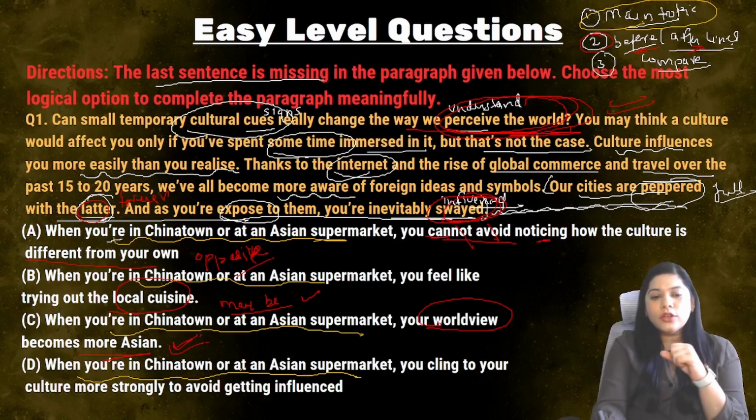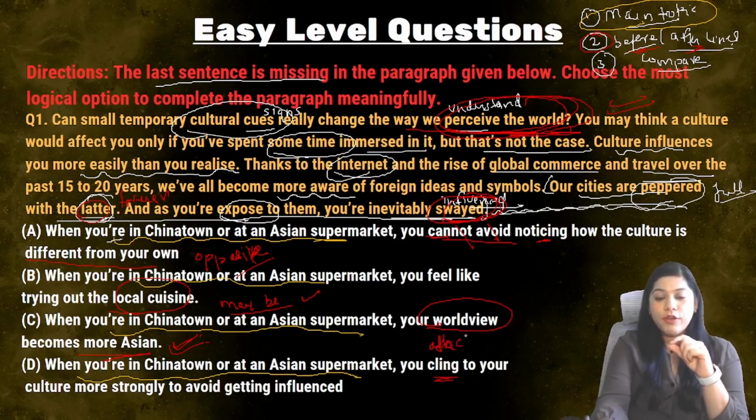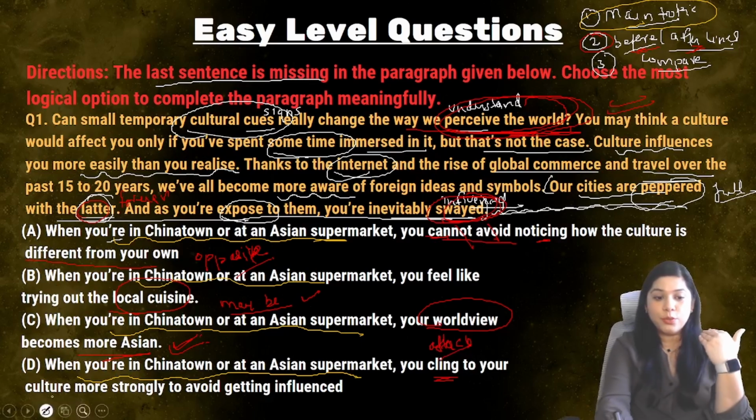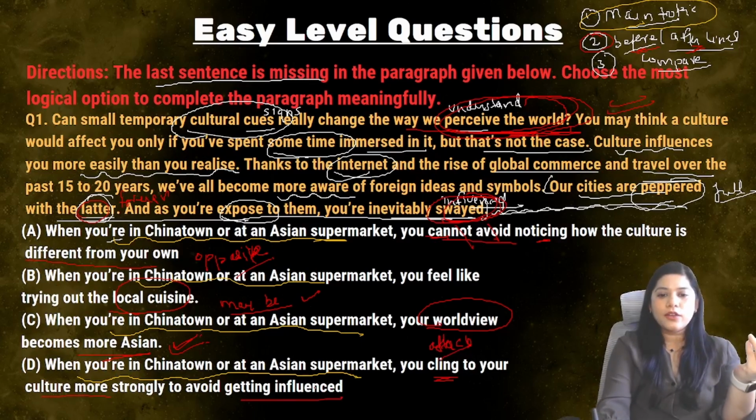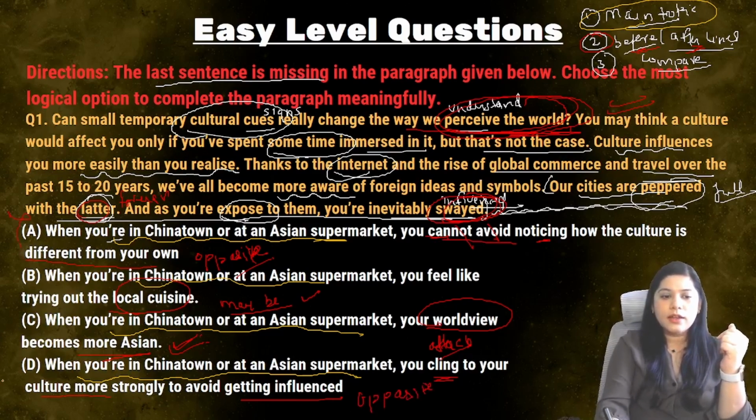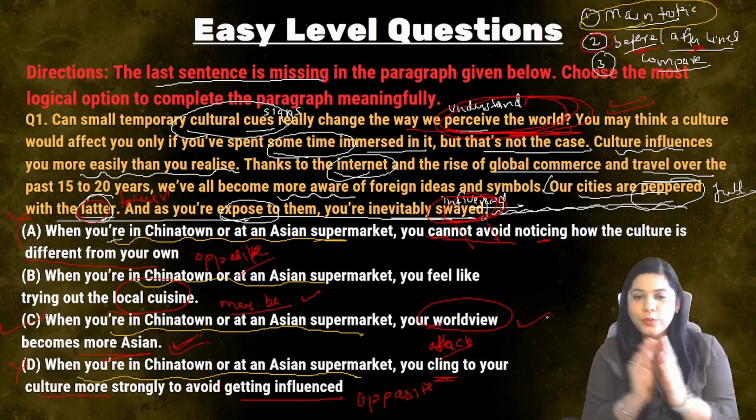Option D: "When you are in Chinatown or at an Asian supermarket, you cling to your culture." Means you get attached to your culture. If I'm going abroad and I attach to my culture more strongly to avoid getting influenced, that means I'm not getting influenced. But here we are saying we are getting influenced. So this is also opposite. This is not the correct answer. A and D go away. And between B and C, C has words which are much more relevant to the given paragraph. So C will be our correct answer. I hope you got it, students.